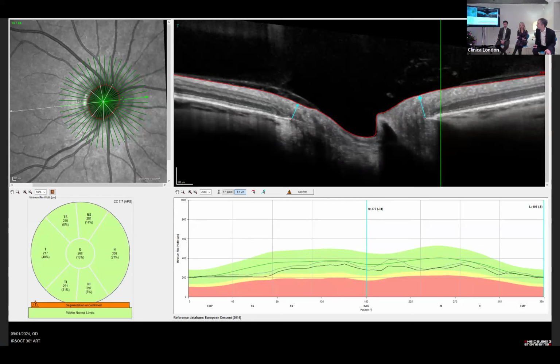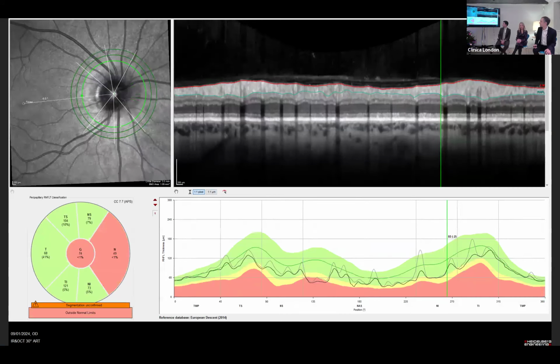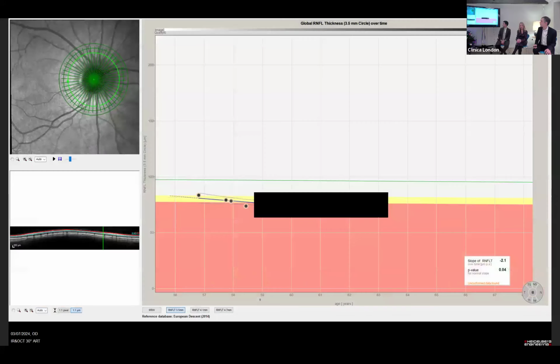The gray line there is where the baseline is, and the black line is the latest scan, and it looks as though the BMO scans dropped there. And when you plot it out, it certainly looks as though it's dropped. Ignore the line of best fit because it includes the points that I'm shielding from you now. Same with the circumpapillary retinal nerve fiber layer. It has gone down there, and certainly when you plot it out, it looks as though it's gone down.